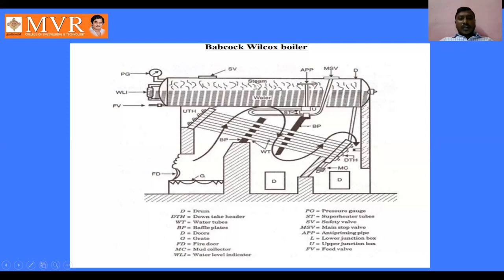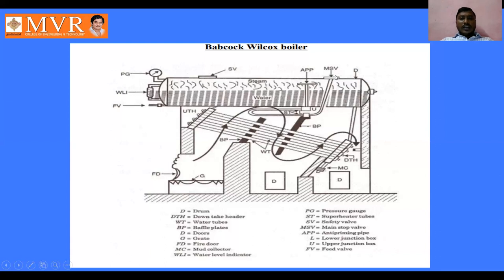See here, after the steam has entered, it goes into the anti-priming pipe. In the anti-priming pipe, the moisture content in the steam is removed. Then the steam enters the superheater and is converted into superheated steam, meaning the temperature of the steam is raised. The steam, with low temperature after anti-priming, enters the superheater tubes, and here the temperature rises.